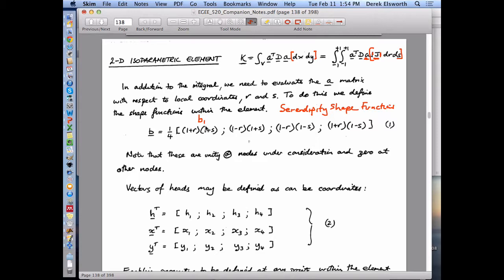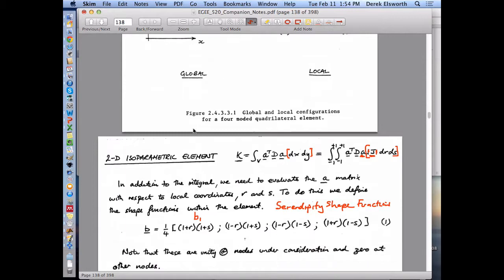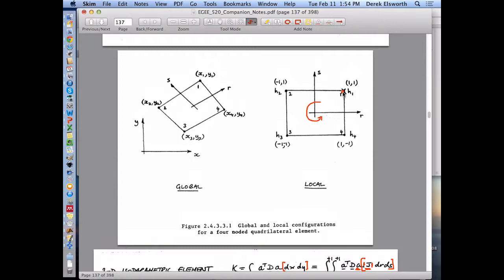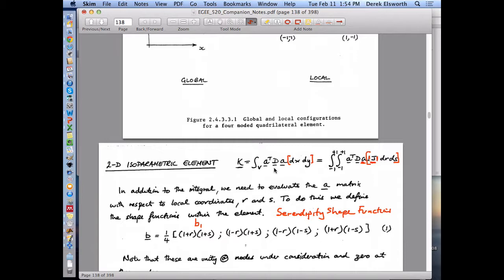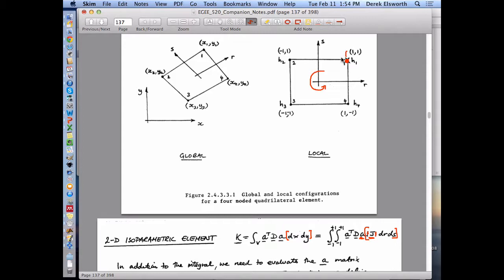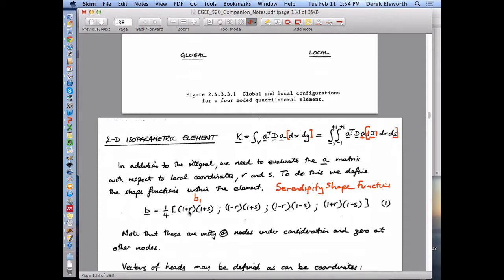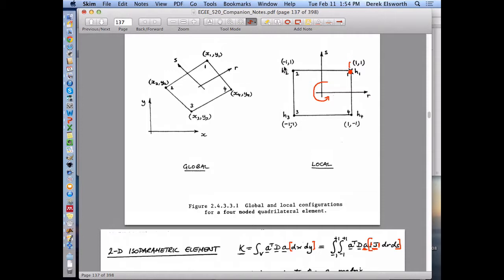So if we look at that in this particular case, it's (1 plus R)(1 plus S) over 4. At node 1, it's going to be 1 plus 1, which is 2, times 1 plus 1, which is 2, multiplied together is 4, and divided by 4, which is 1. So it'll give us 1 at this location. At all other locations, there'll be either a minus 1 or a plus 1 here. If this is minus 1, then this term is 0, and it's going to be 0. At each of these other places, at least one of the coordinates is a minus 1, in one case both of them, so these values at the other points will be zeros.